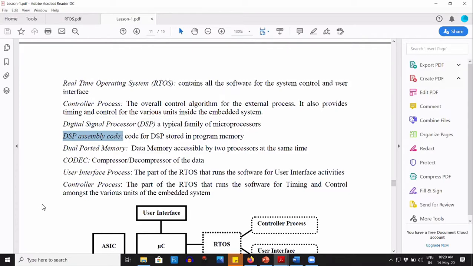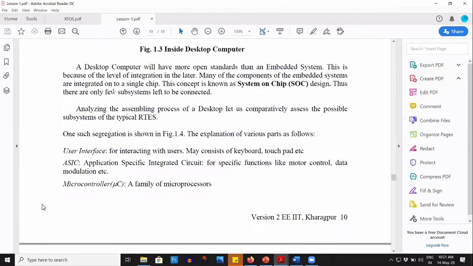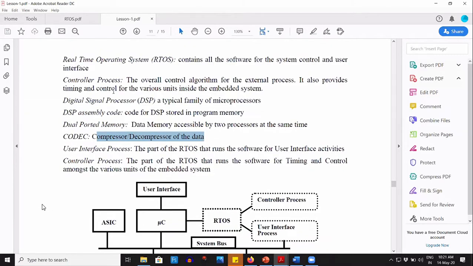It is mainly used for program memory, ROM. Codec stands for compressor, decompressor of the data. This is also one important block of your computer system or embedded system. Computer system, in a way, is an embedded system, because in a computer system it's both hardware and software. With the help of all these components, and you need to know all these components. So I'm leaving this as your self-study.